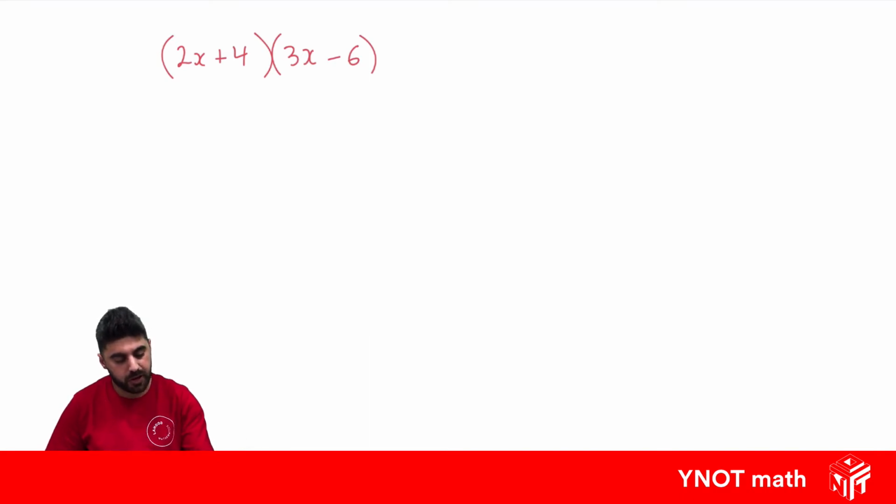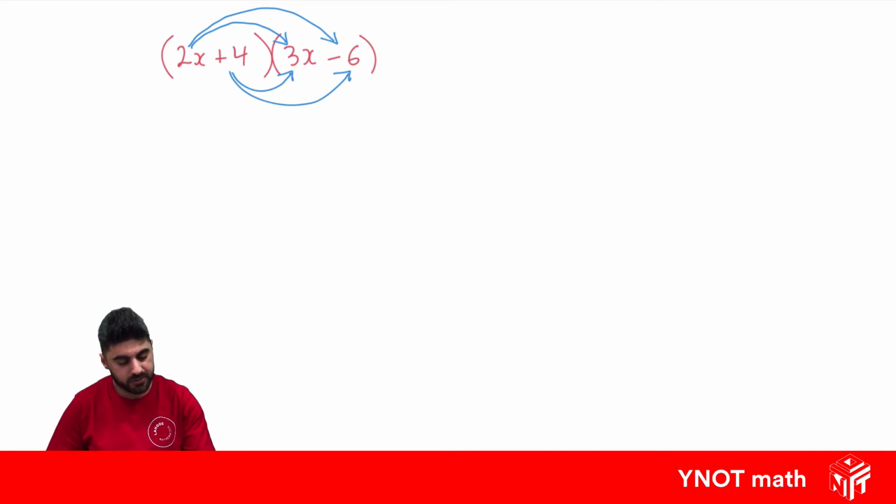To multiply two binomials together, we need to take this term and multiply it by this term, this one by this one, this one by this one, and this one by this one. So we're taking every term in our first binomial and multiplying it by every term in our second binomial, which ends up being 4 products. Let's go ahead and do that.